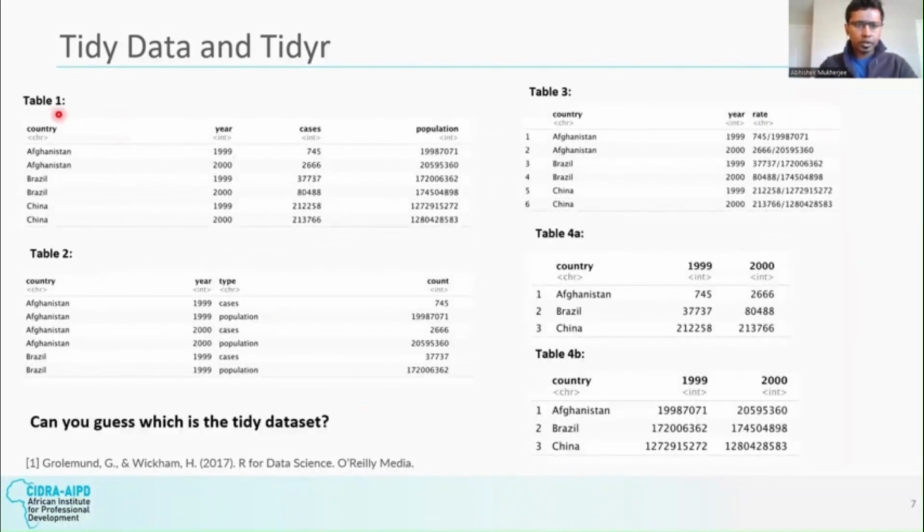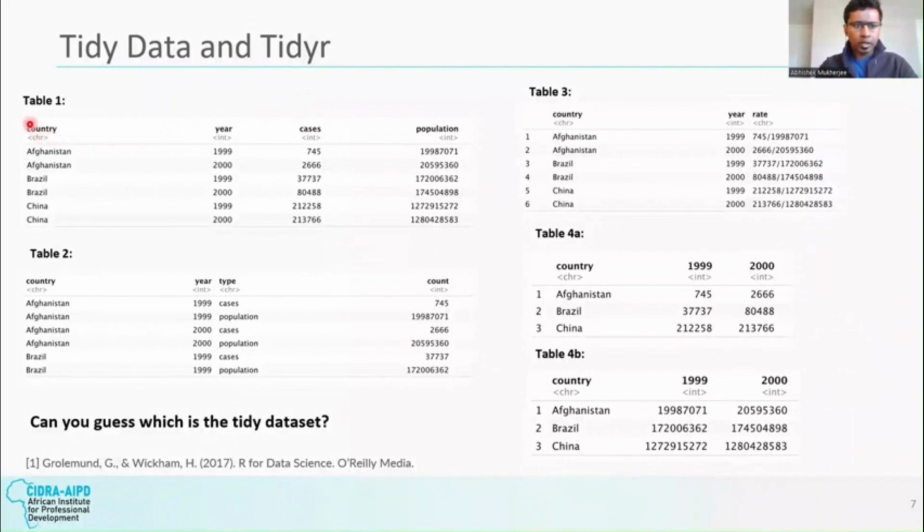So as you can see here on the screen, table one has four columns: country, year, cases, and population. In this scenario, cases can be thought of as the number of patients with a particular disease. So it can be the number of patients with tuberculosis or measles, or even COVID-19 cases.